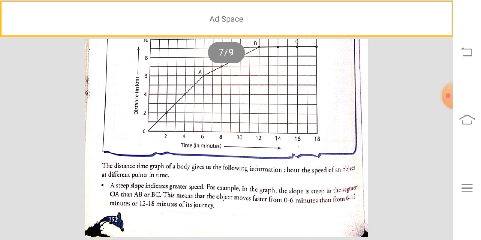Like you can see here, the distance is taken on the y-axis and time is taken on the x-axis. Various points are taken, like after every 2 minutes we are measuring the distance: 2 minutes, 4 minutes, 6 minutes, and on the y-axis there is the distance in kilometers. So at various times we have measured the distance. This is representing the speed, and this is known as the distance time graph.